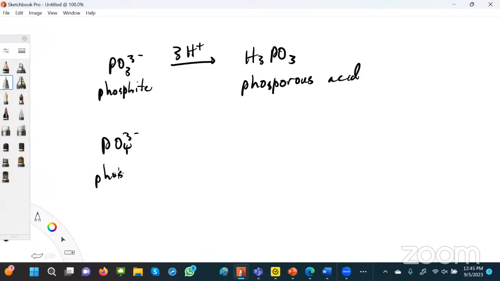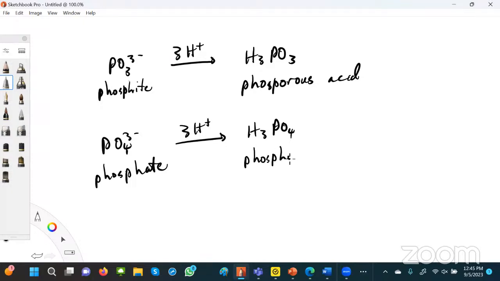And by the way, these ions can be found in the tables. Remember, I gave you a list of common ions. You can find these ions there. So this is called the phosphate ion. So again, you need to add 3 H+ to this to get the formula for the corresponding acid. And the name of this acid is phosphoric acid.